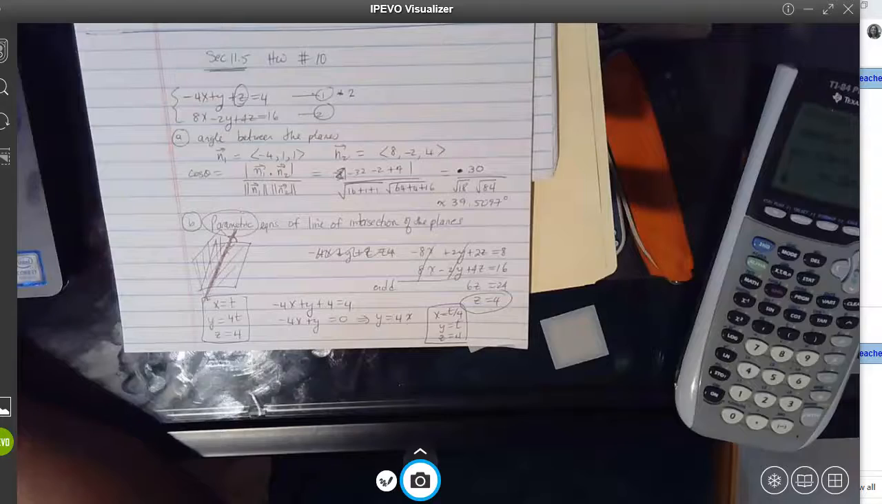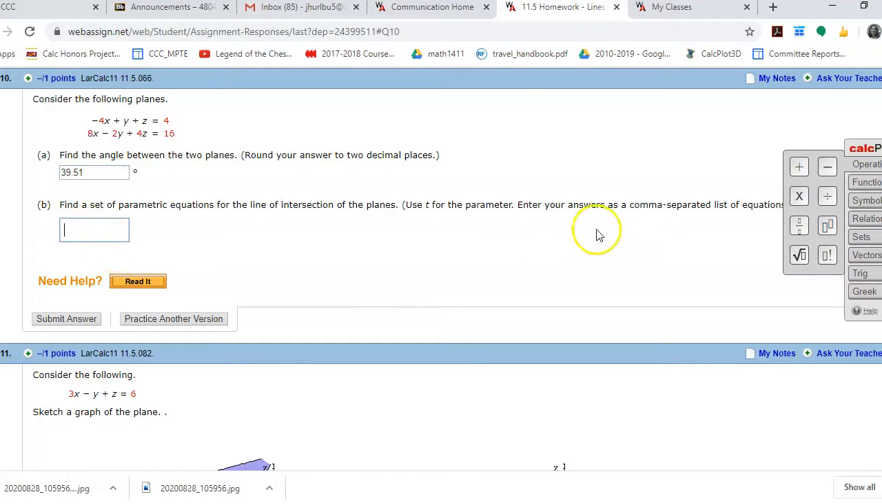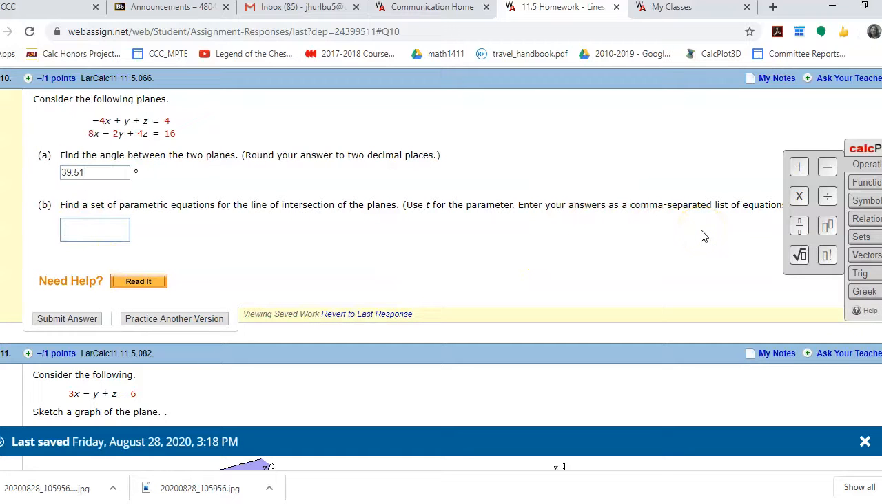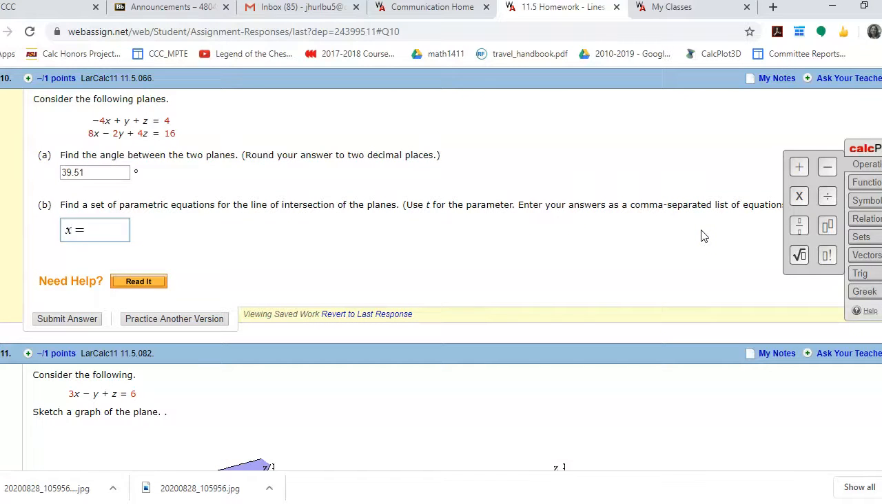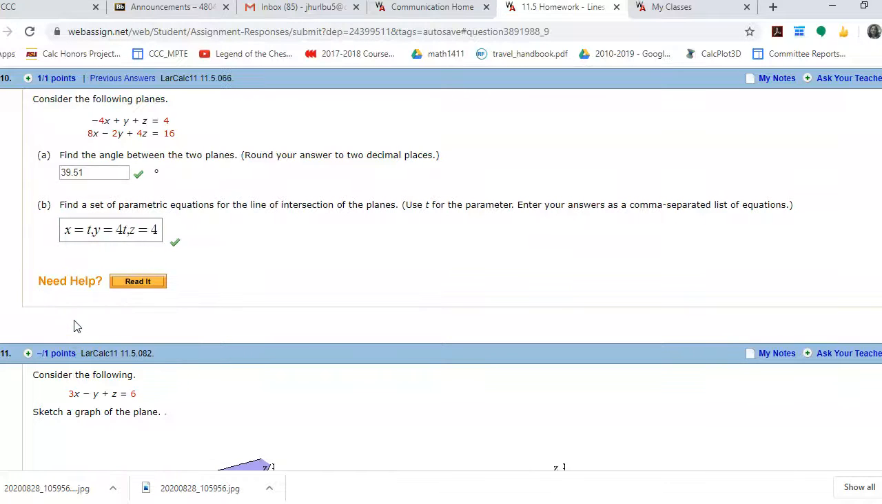Okay, so I'm going to switch back to WebAssign so you can see how I'm going to type in the answers. The angle is rounded to 2 decimal places. That'll be 39.51 then. And for this one, it says to use t and separate your answers with commas. So I'm going to go x equals t, comma, y equals 4t, comma, z equals 4. Let's check and see if that works. All right. If I change this to the second set of equations, it should still work.